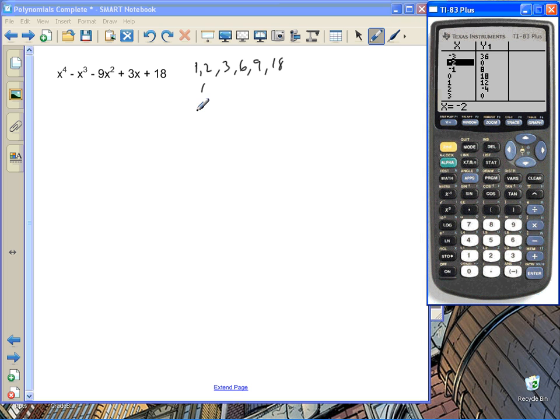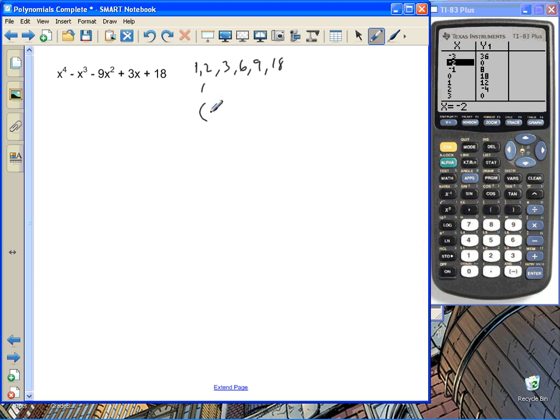So that tells me that I'm going to have some factors. One of my factors is going to be x plus 2, because if I set this equal to 0, that's how I'm going to get the -2. And my other factor is going to be x minus 3. So we could multiply these together and divide by that. That's what I did last time.